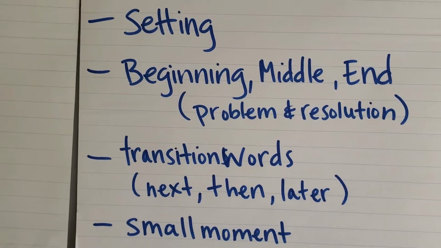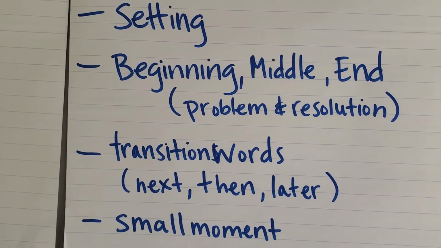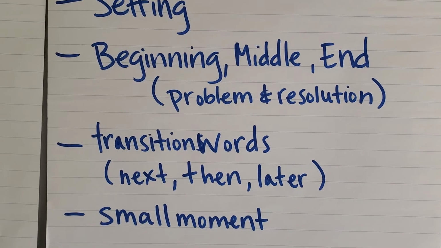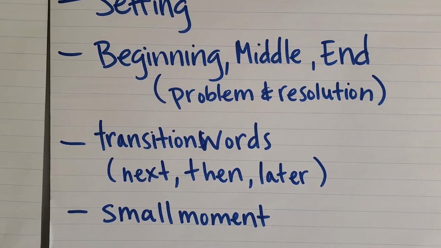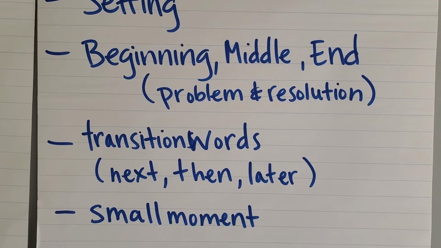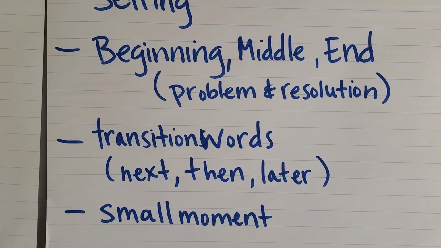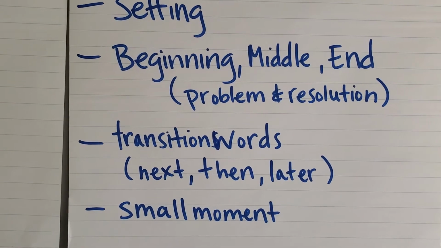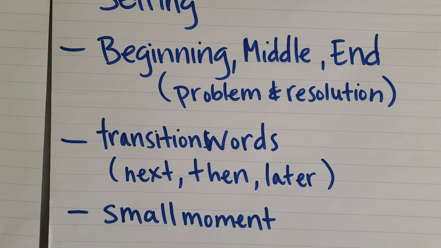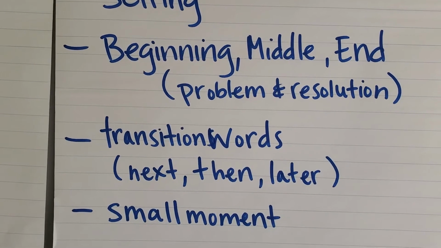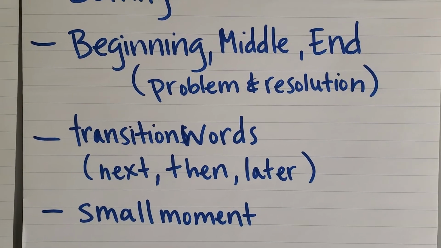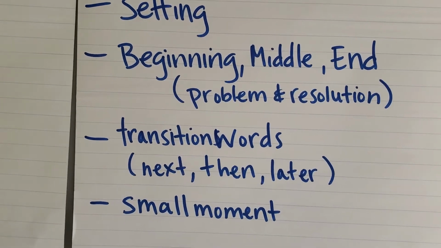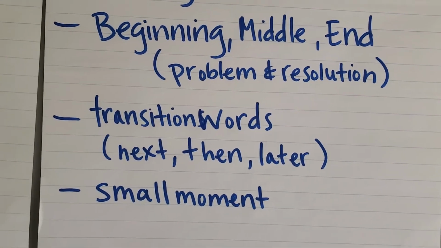It needs to have a beginning, middle, and an end. And really that just means that you need to have a problem in your story. There needs to be some sort of problem. It doesn't have to be a huge problem, but it has to be a problem, and there needs to be a solution, a resolution to the problem. So for instance, your story could be about a kid who lost their earring, and the solution is their brother helped them find it. So that would be an example of a problem and resolution.